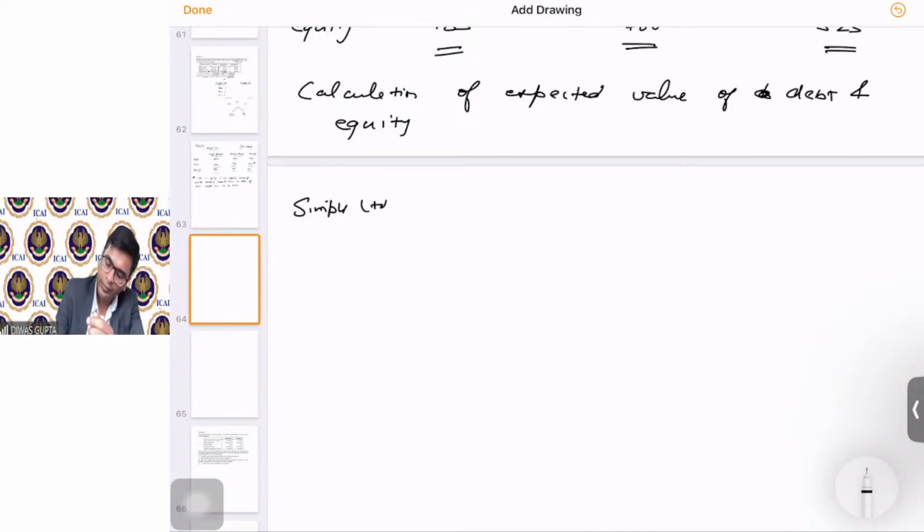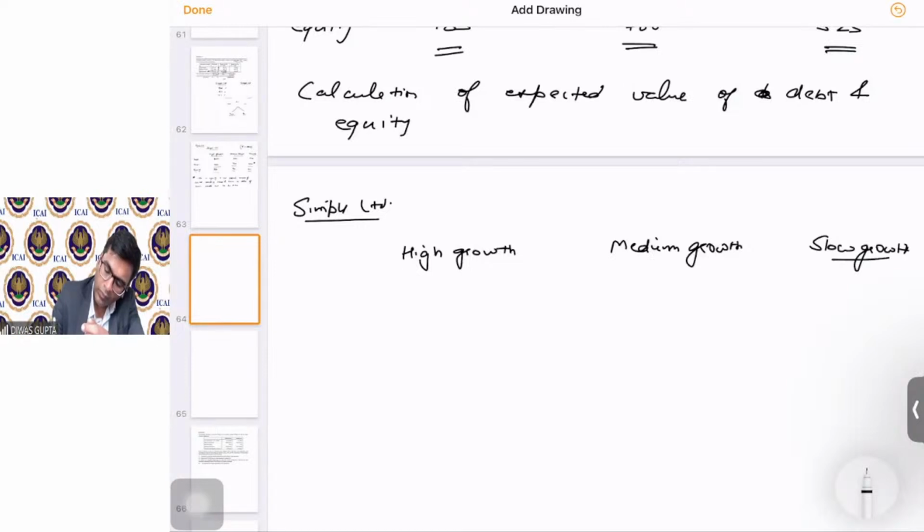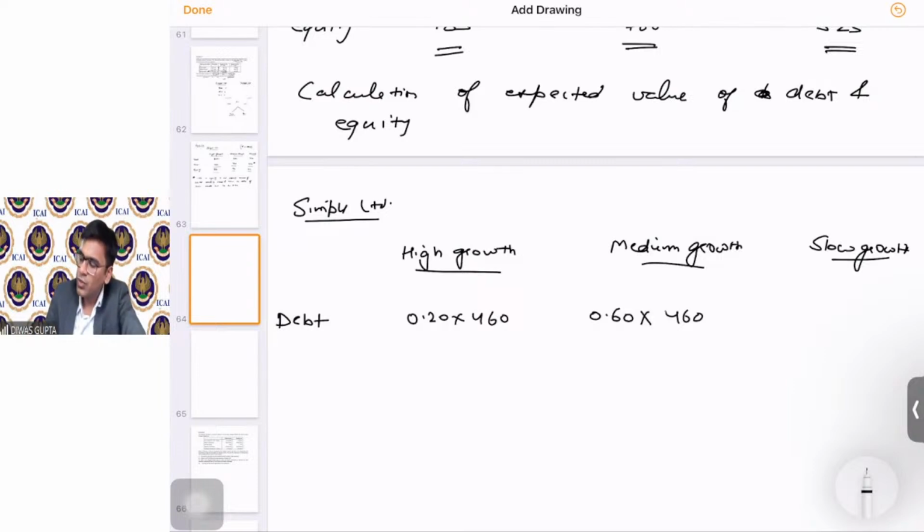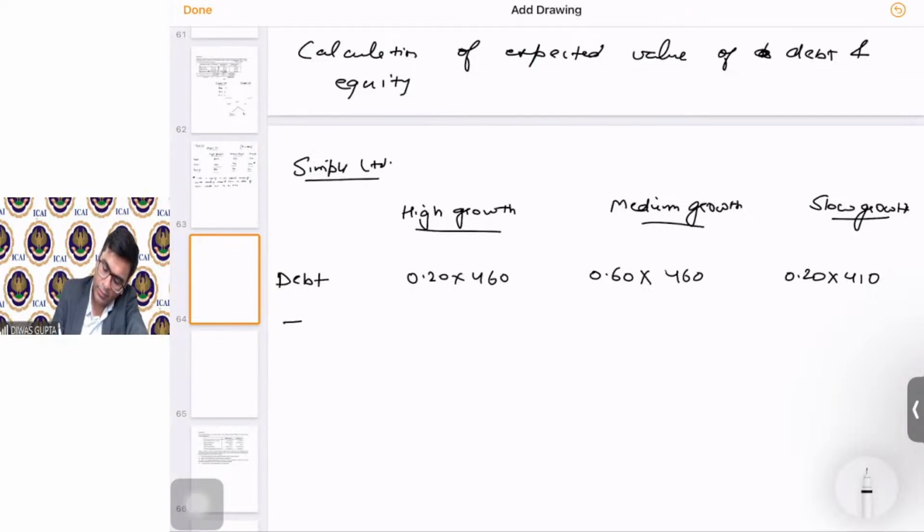So for Simple Limited, again, high growth, right? What is the debt value and the respective probabilities? So high growth has a 20% probability with a debt value of 460. Medium has a 60% probability with a debt value of 460. And slow has a possibility of 20% with a 410 value. Okay. So we add this, total debt becomes how much? So this plus this is equal to 450 is the total debt.